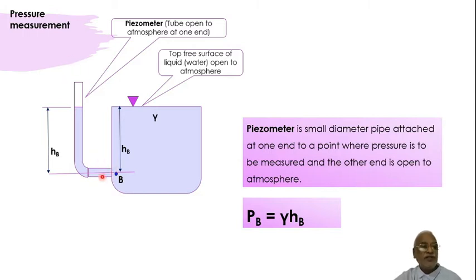Now, it is not necessary that a piezometer is always held vertical. It can be inclined, it can be in a curved shape, but care has to be taken that it will be open to atmosphere. And then what we want is the vertical height difference between this point B and the free surface. Vertical height difference, right? Okay.